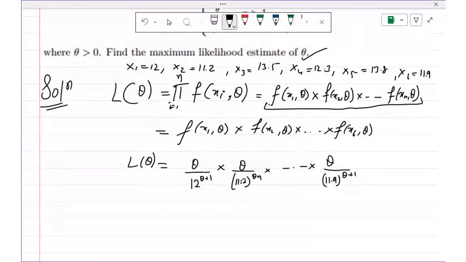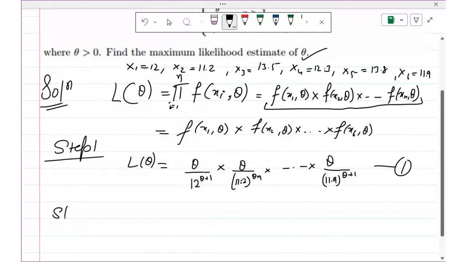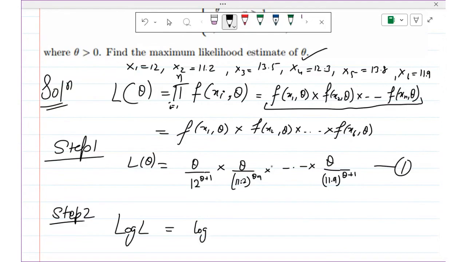So we have found the likelihood function. Now we will take log. Step 1 was to find the likelihood function, and step 2 is to take the log on both sides. If we take log both sides, you will get log L is equal to log of this. How many times do we have theta here? 6, because there are 6 values.